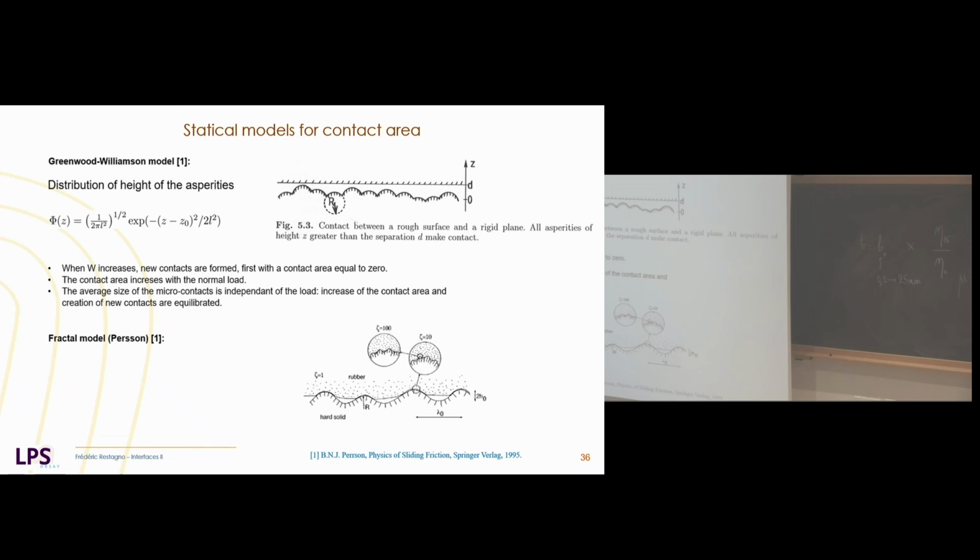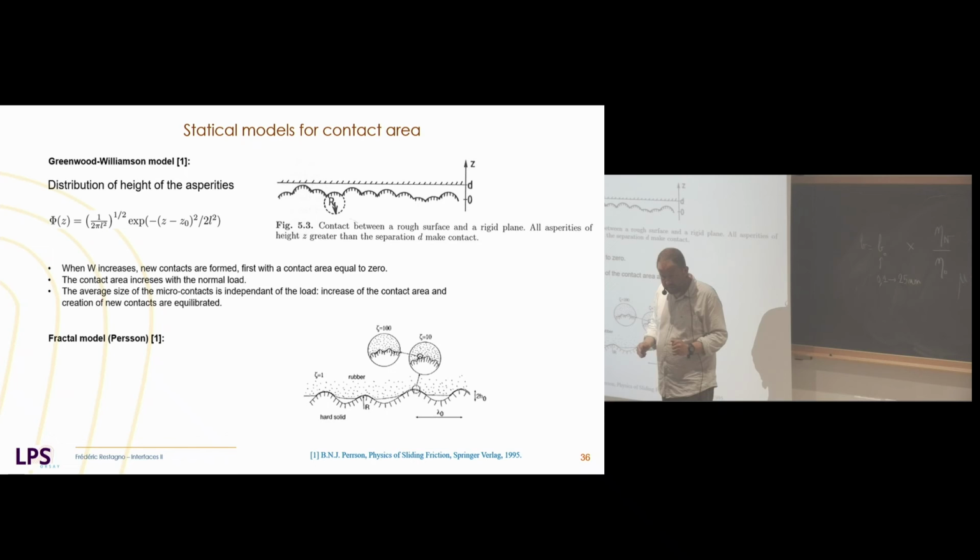Then there have been some other models developed by Persson and others, but mainly by Persson. The idea was not to take bumps with a Gaussian distribution of heights, but instead Persson proposed to use a fractal description of the interfaces. That's, again, the idea of fractal, largely explained by Mike, about the fact that you have this roughness at a certain scale. If I zoom in, I will see almost the same roughness and so on. So Persson develops this idea, and again, with this idea, you recover that the contact area will be proportional to the normal load. Okay, and that's an interesting idea.